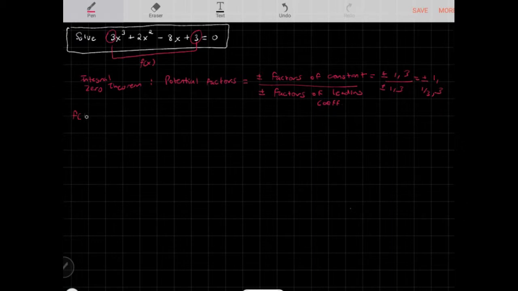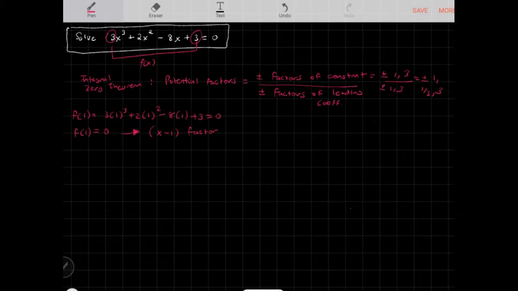I'm going to do f of 1. So f of 1 is 3 times 1 cubed plus 2 times 1 squared. Once again, this is guess and check. For the most part, I would always test out 1 to see if it is a factor. And this actually works. f of 1 is equal to 0. Because f of 1 is equal to 0, the remainder is 0. According to the factor theorem, x minus 1 is a factor.